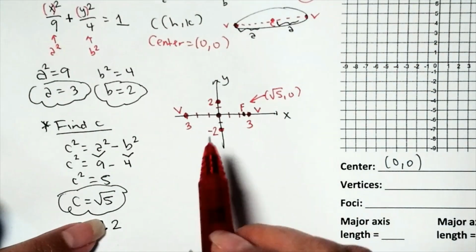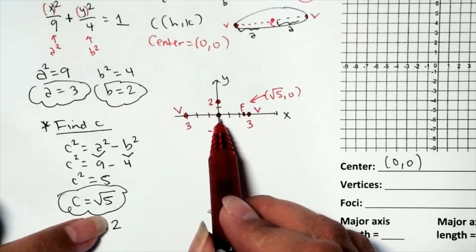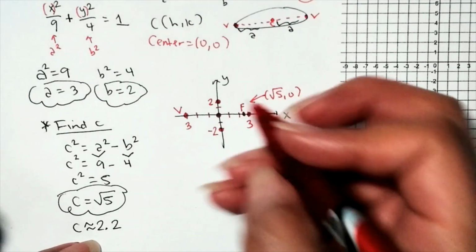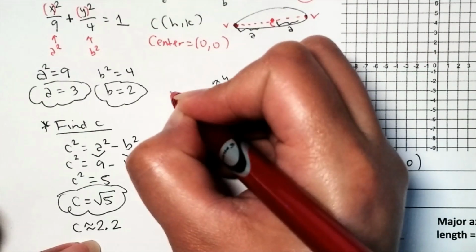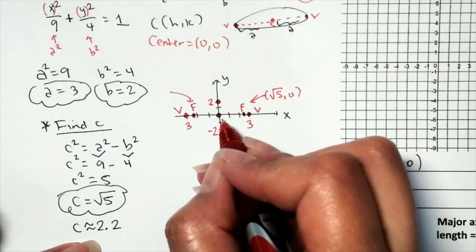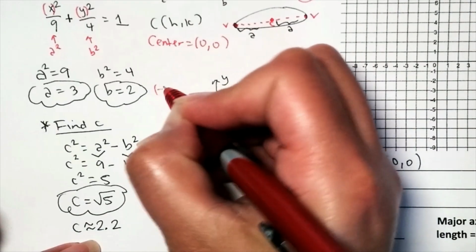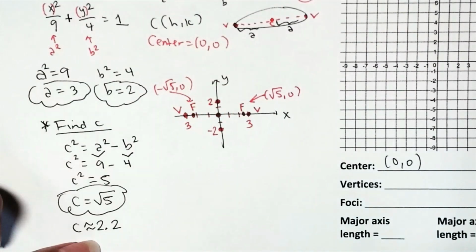0. What about the other foci? From the origin, we're going to go square root of 5 units to the left, which is about 2.2 units to the left. I'm going to put my point, put the F, and I don't have a lot of space to label. At this point, we went 2.2 units to the left, or to be more specific, square root of 5 units to the left, and y is 0.